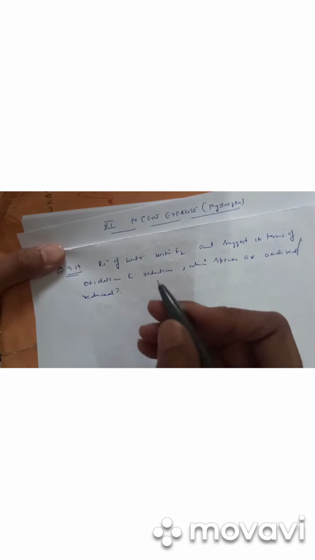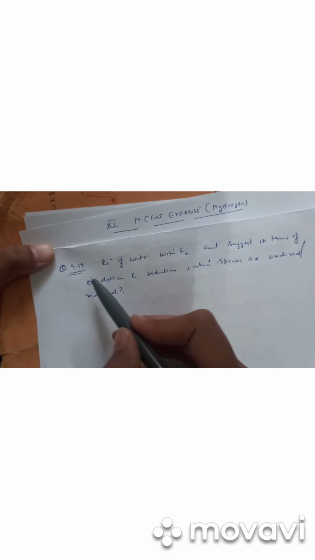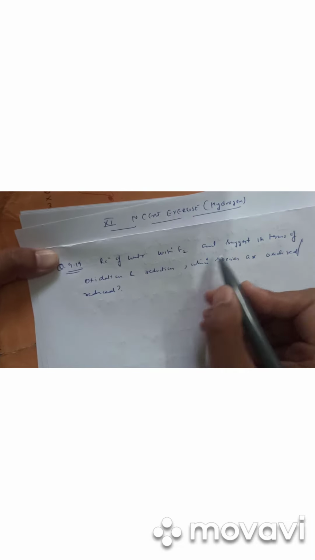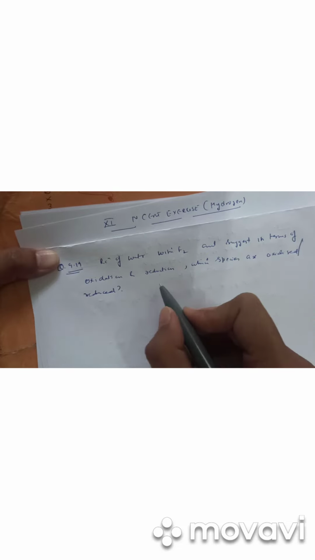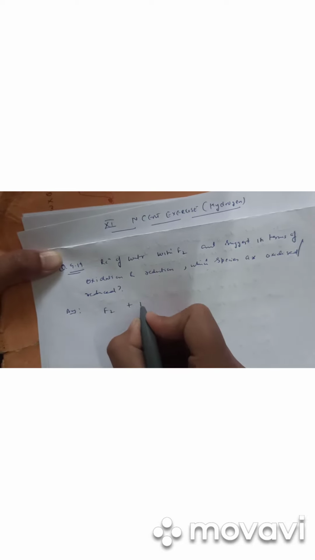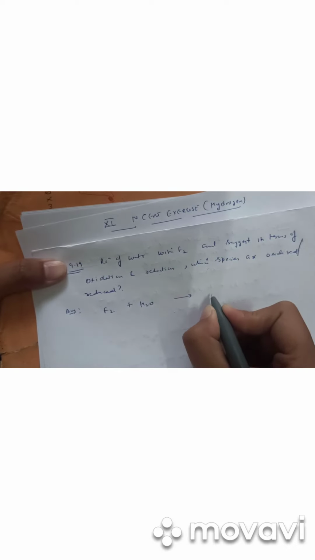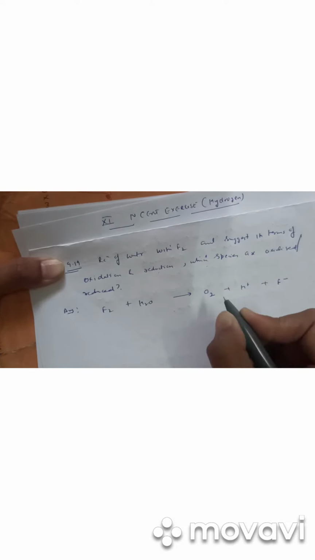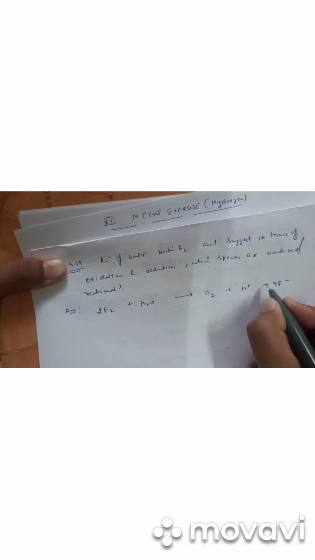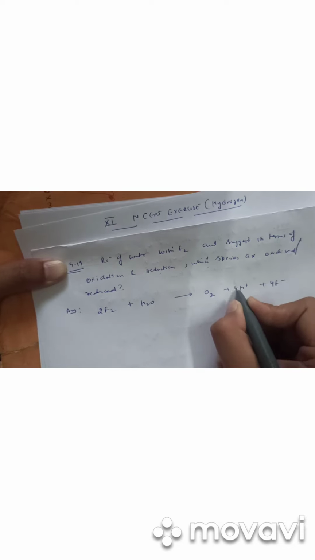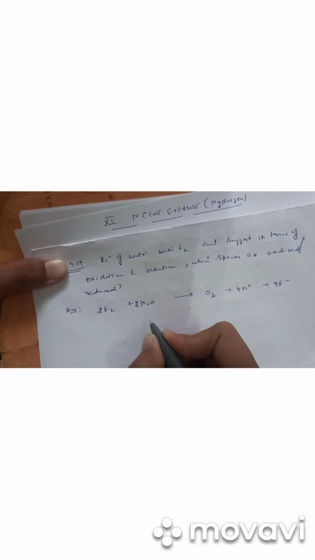Hello students, in this video I am going to discuss NCERT exercise of hydrogen, exercise number 9.19. The question is, consider the reaction with fluorine and suggest in terms of oxidation and reduction which species are oxidized and reduced. So this is fluorine, and we have to react it with water. When we do the reaction, it gives rise to oxygen, proton and fluoride ions. Now we'll balance the reaction. If we put here 2 fluorine, then it becomes 4 fluoride ions. And if there are four fluoride ions, it means four protons should be there. So we have to make it two molecules of water.